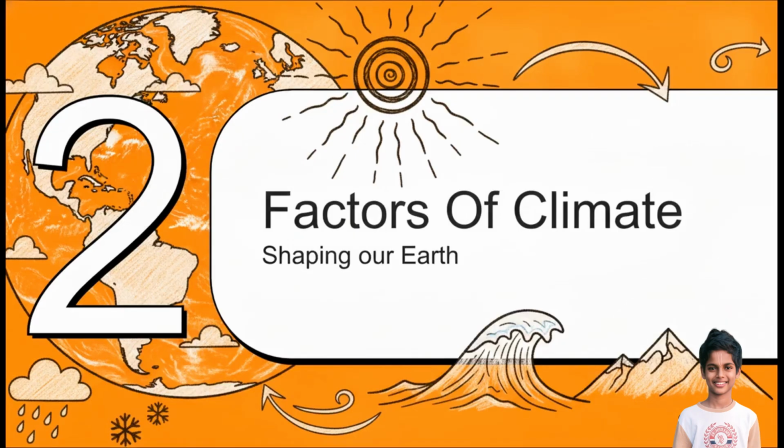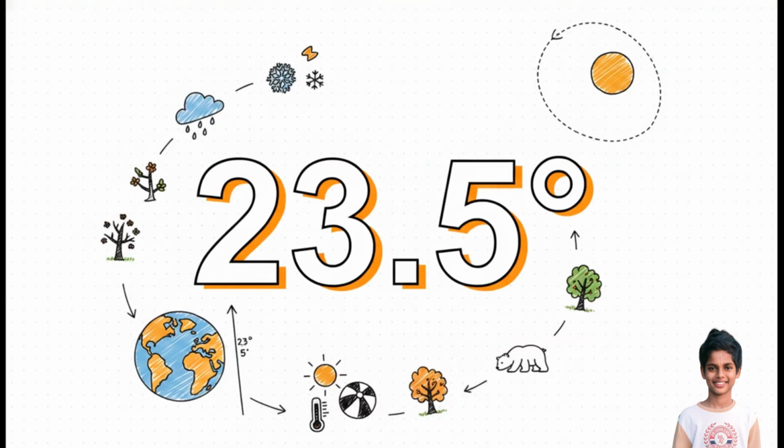Moving right along to Section 2, the factors that are actually changing our climate. Look at this number on your screen, 23.5. I want you to memorize this exact number. Why? Because our Earth doesn't sit perfectly straight up and down. It actually has an angle of inclination, a tilt, of exactly 23.5 degrees. And this specific tilt is the entire reason we even experience changing seasons. Without 23.5, our world would look completely different.